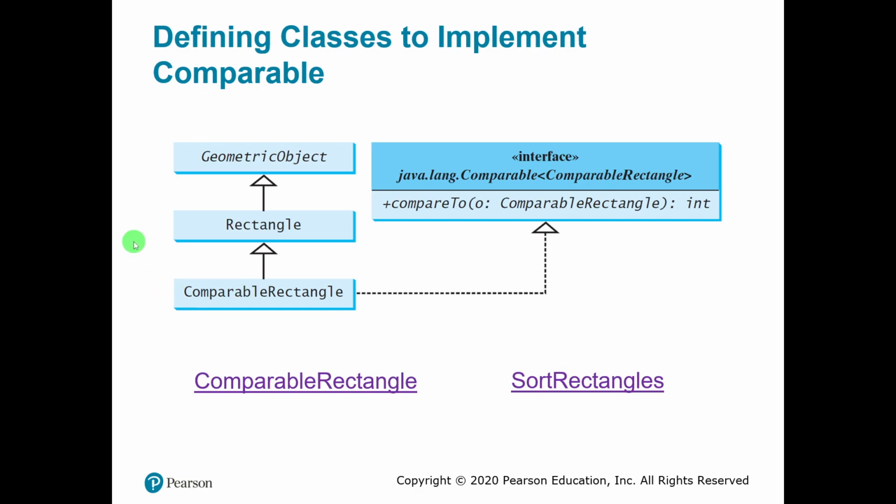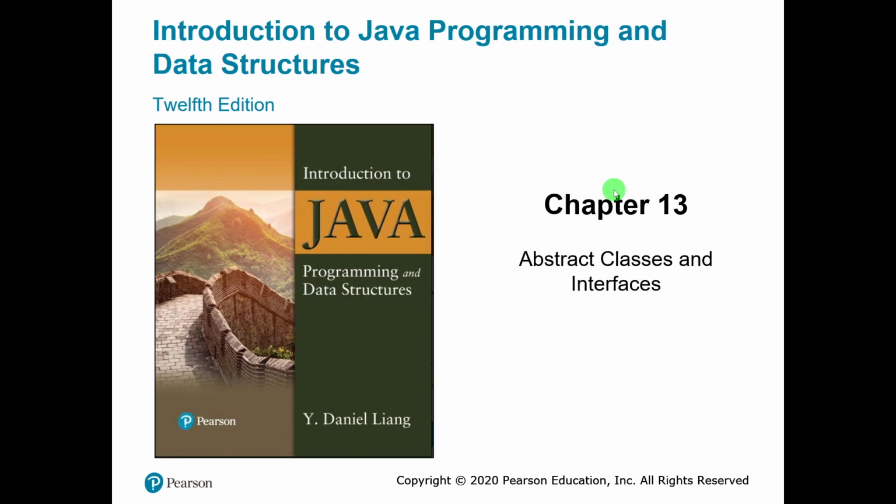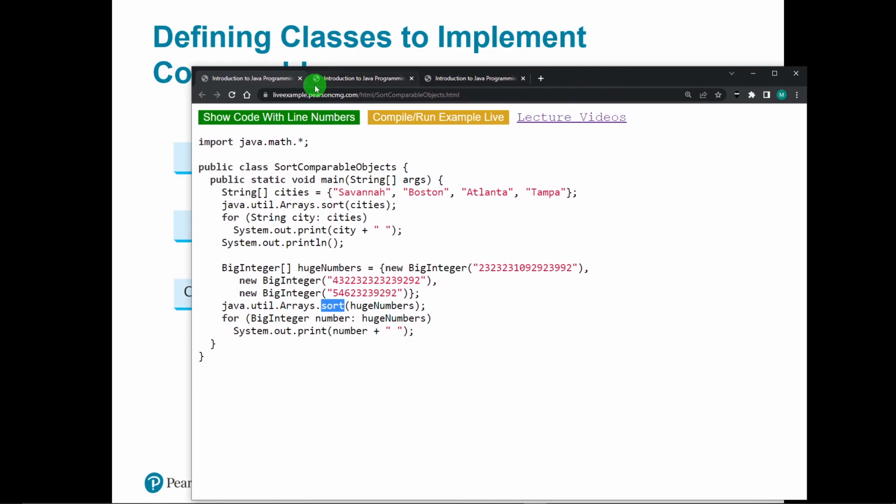We can also create our own implementations of that Comparable interface. So we have a GeometricObject. We made a Rectangle class, if you remember this example that we did previously. We can create another class of rectangle called ComparableRectangle, and ComparableRectangle is going to implement the Comparable interface. That means it's going to have a compareTo method, and because it has a compareTo method, we will be able to sort our rectangles.